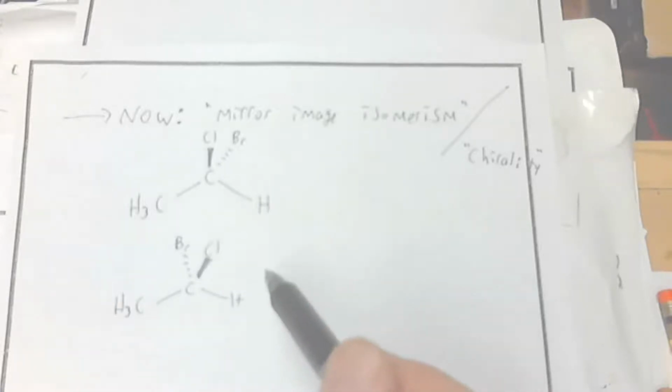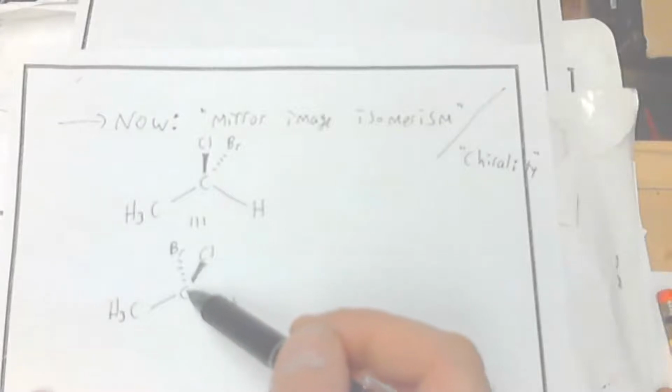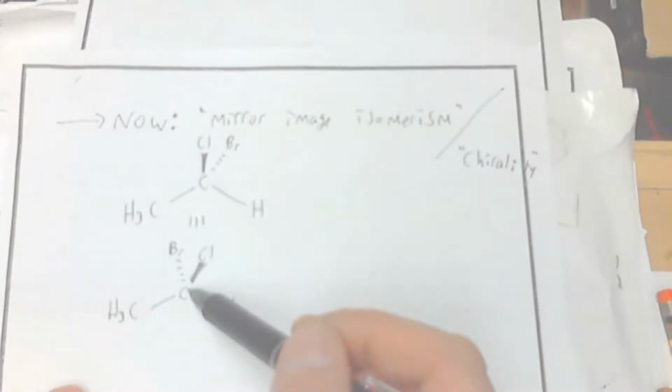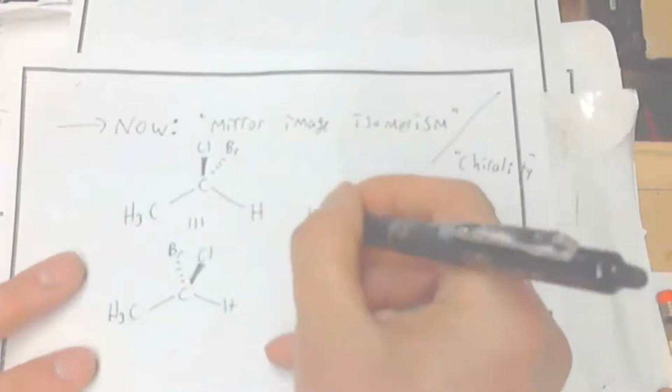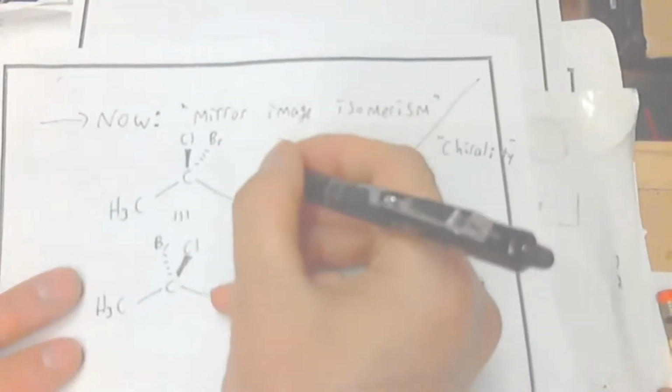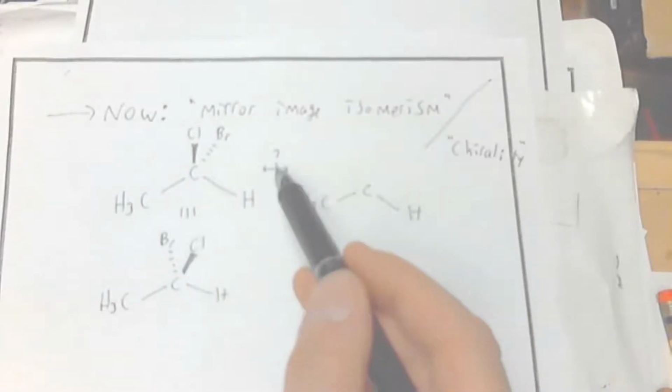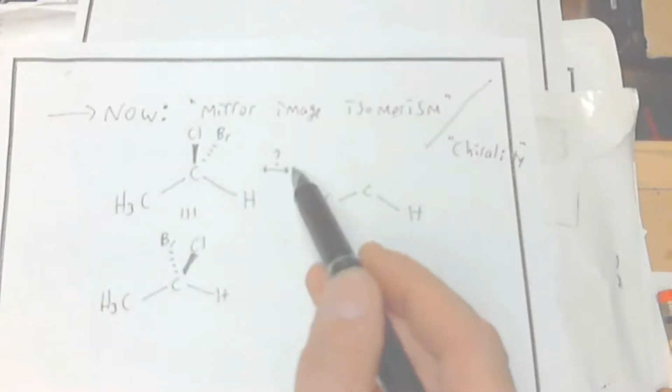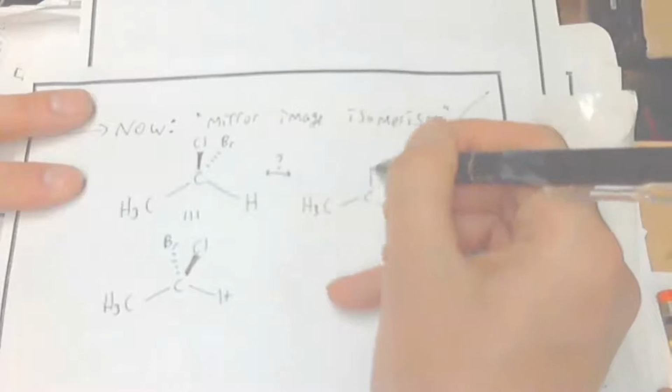All right, how do I draw identical? Like that. So these are the same. I just drew them in a slightly different orientation. Now let's try this in a different manner. Let's draw H3C, CH, and I'm gonna have a little arrow with a question mark. It looks like a resonance arrow, but I don't want to suggest resonance. This has nothing to do with resonance. And I'm gonna draw Br, Cl.